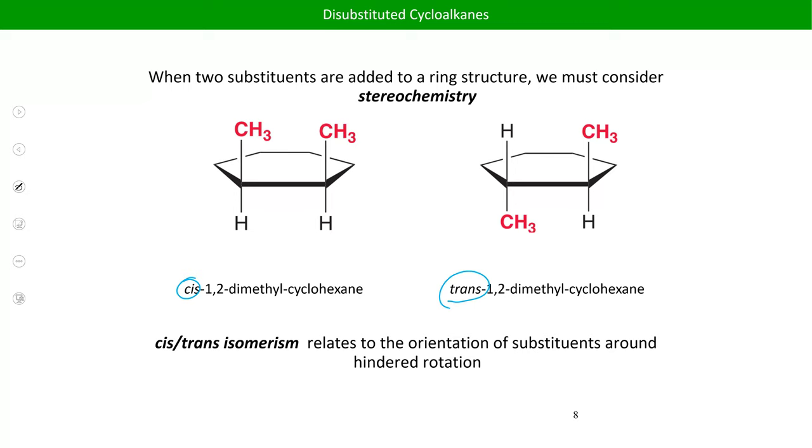It alternates. So when they're cis and they're 1,2 or 1,4, then one's going to be axial and one's equatorial no matter what. So evens alternate, if it's cis. And odds are the same, axial versus equatorial.